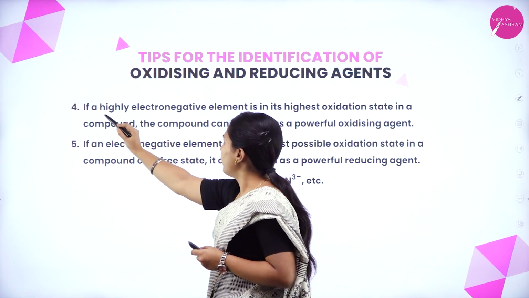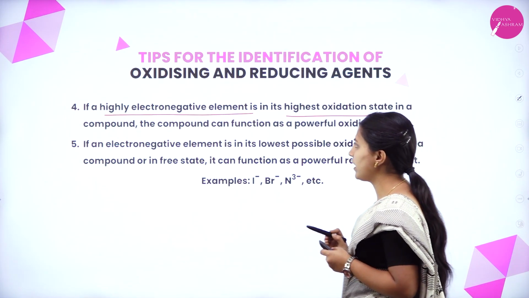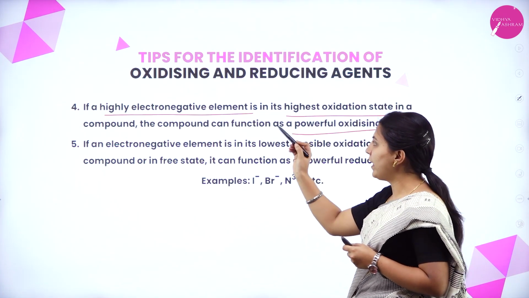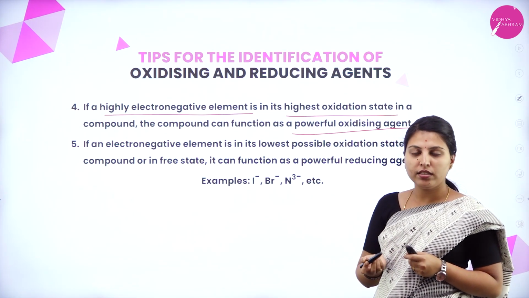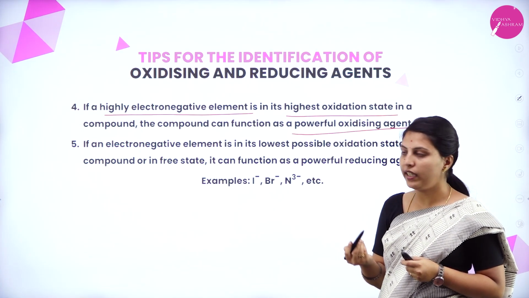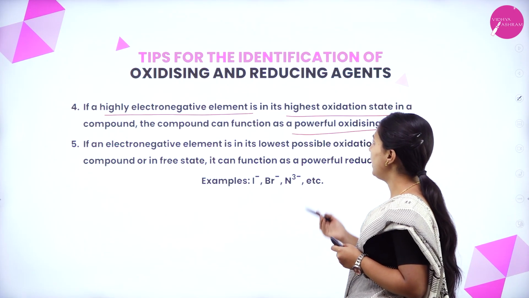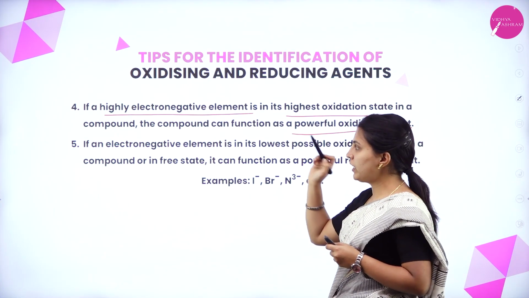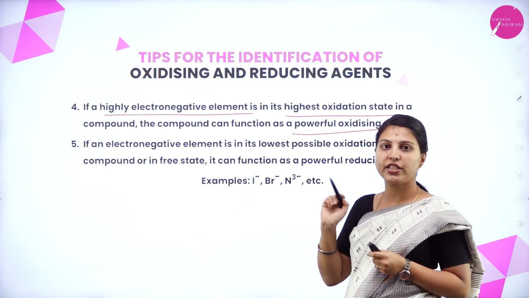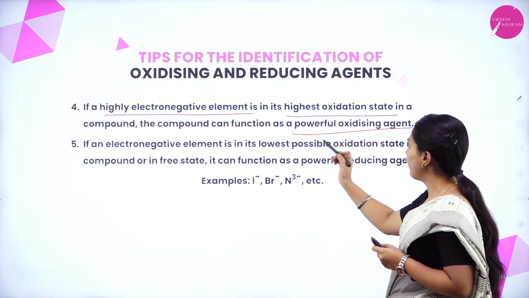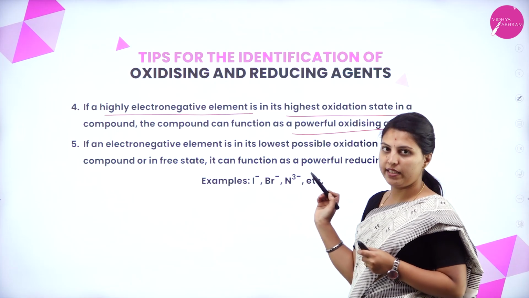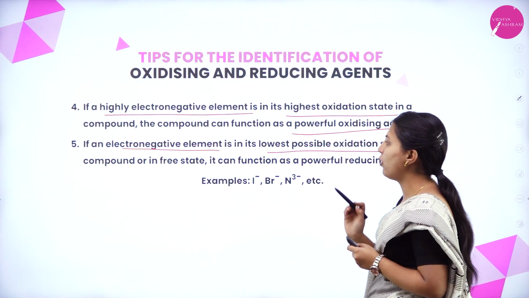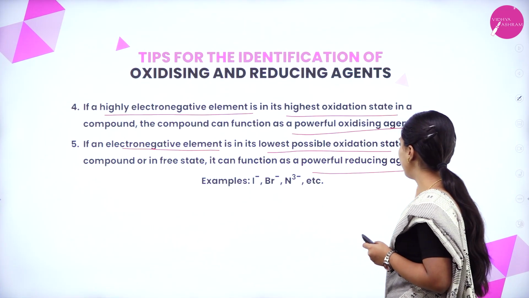Also, if a highly electronegative element is in its highest oxidation state in a compound, the compound can function as a powerful oxidizing agent. Once again, if a highly electronegative element like the halogens chlorine, fluorine, iodine, or oxygen is in its highest oxidation state, that compound will act as a powerful oxidizing agent. If an electronegative element is in its lowest possible oxidation state in a compound or in free state, it can act as a powerful reducing agent.